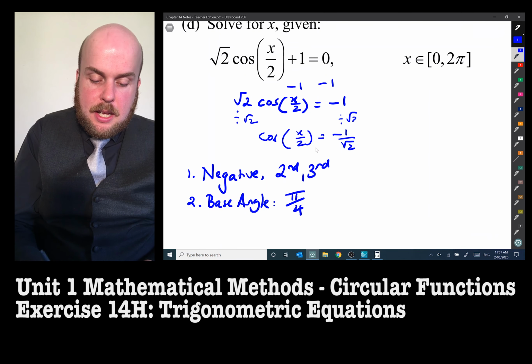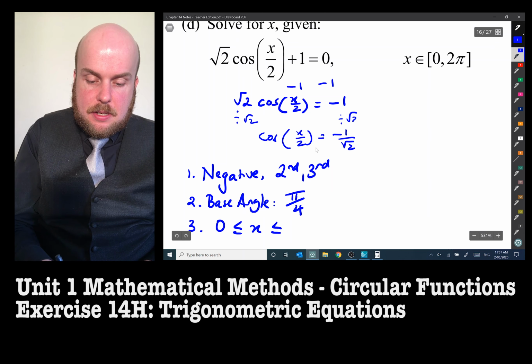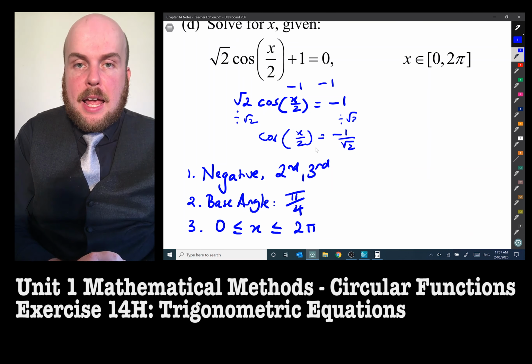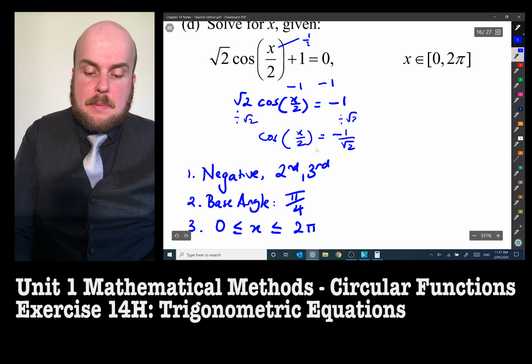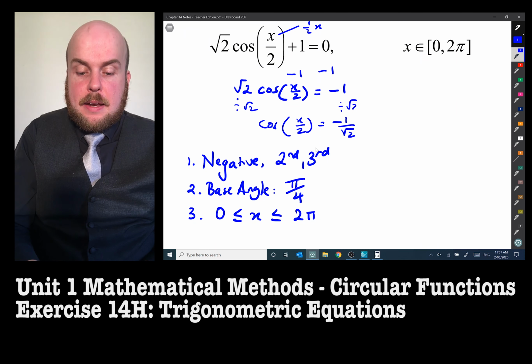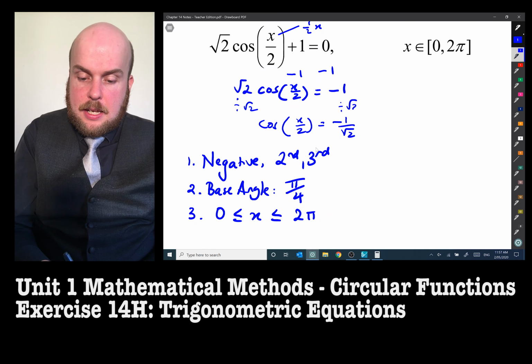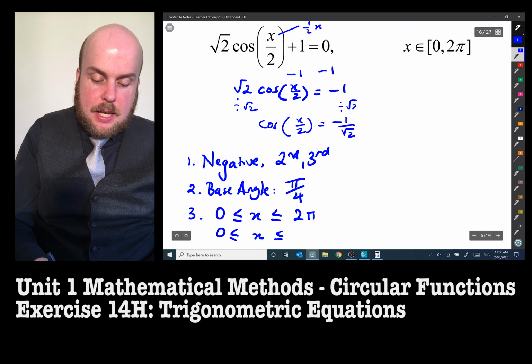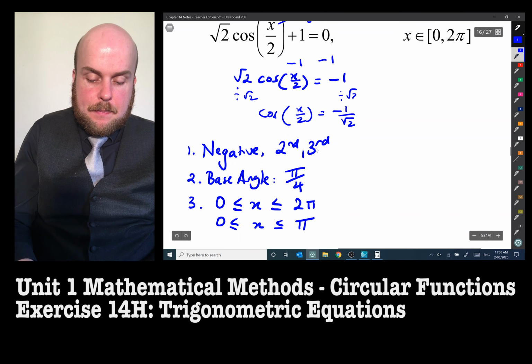So now what we need to do is look at the domain. So the domain is 0 to 2 pi, although it says on the inside x over 2, which is the same as 1/2 x. So we need to multiply the domain by that little factor there. So it's going to be 0 to pi.